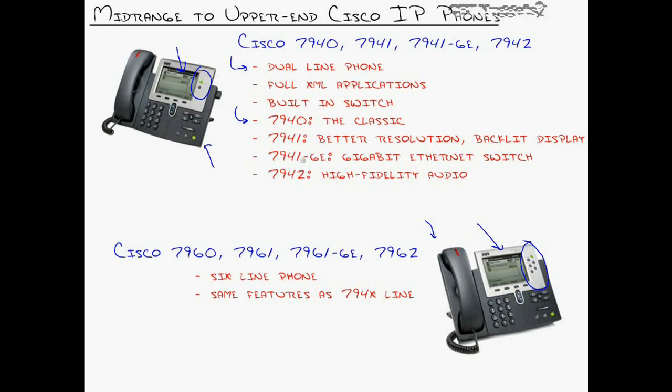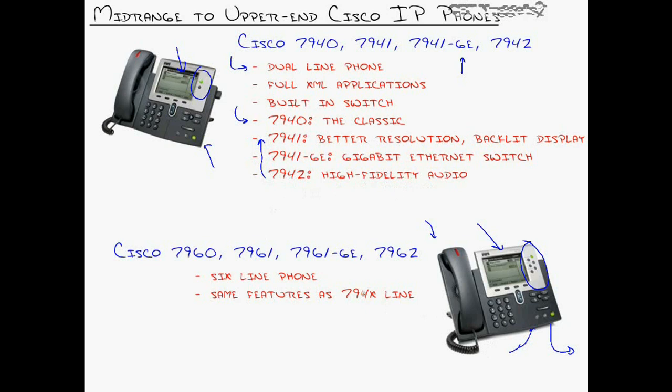The 41GE takes all the features of the 41, meaning better resolution backlit display, and adds a gigabit Ethernet switch in the back. So if you need gigabit to the desktop, you can plug in your computer at a gigabit connection. The 42 support, whenever you see these model numbers, it usually supports all the lower level features, but this one adds support for high fidelity audio.